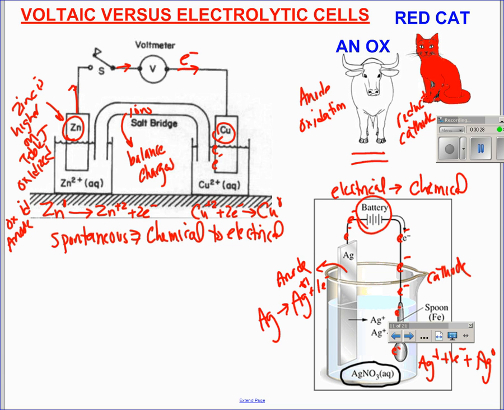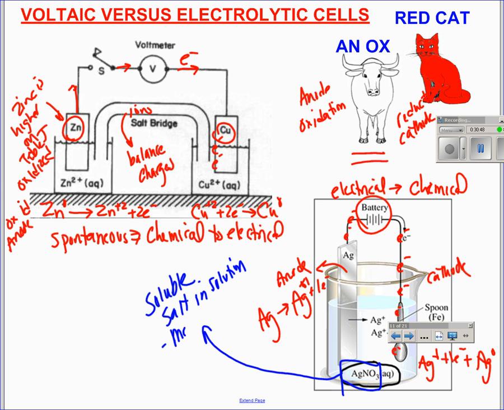One thing that we didn't really mention in class, this silver nitrate. It is very important that you have a soluble salt, an ionic compound, in solution in an electrolytic cell, because you need to have moving ions. If it's insoluble, then you wouldn't have moving ions. So if there's a question, always check Table F.